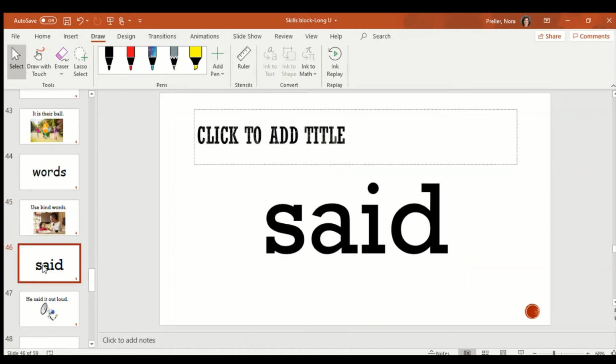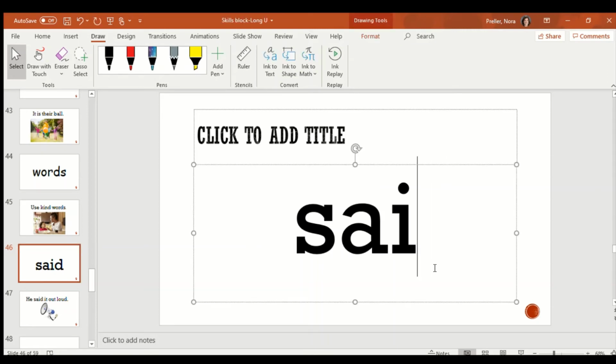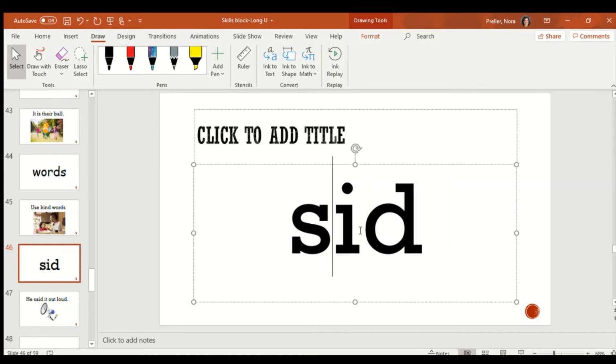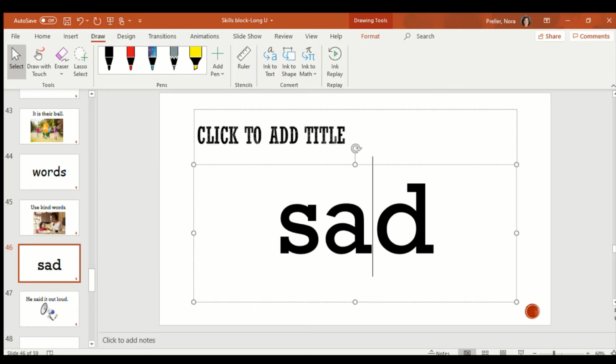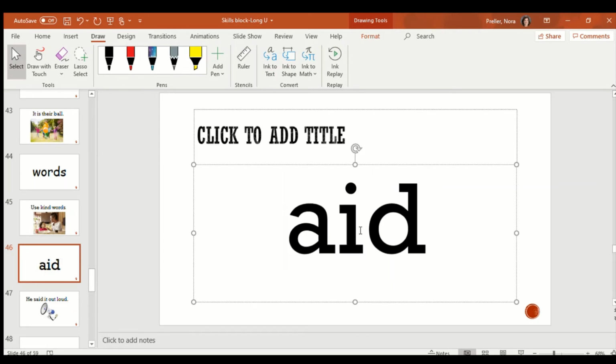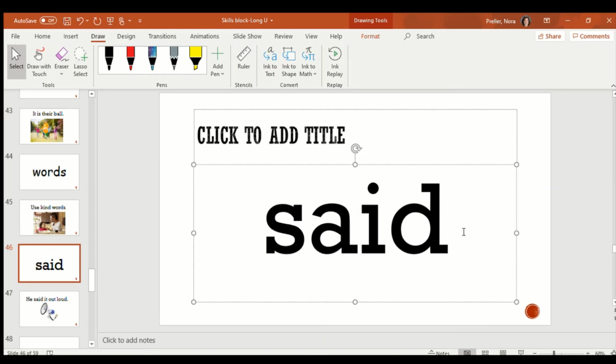Here's our next sight word. Our next sight word is said. Said is spelled S-A-I-D. Said. Let's play mix it, fix it. I'm going to erase a letter and you tell me what's missing from the word said. What's missing? D. What's missing? A. What's missing? I. What's missing? S.